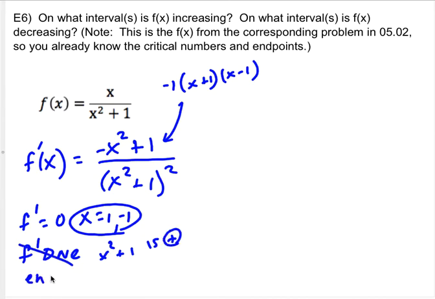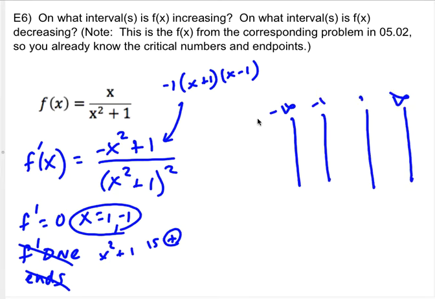And there are no endpoints. So the only numbers that are going to show up on my sign chart are negative 1 and 1, and that's it. I put the infinities on because you always have to have a sign chart that goes to the ends, and if there are no ends, the ends are infinities. My factors in the numerator are a negative 1, which needs to be on there, an x plus 1 and an x minus 1, and then the denominator is an x squared plus 1 quantity squared, which is super positive. So I'm going to put d for denominator just so it's clear, and those others are all in the numerator.